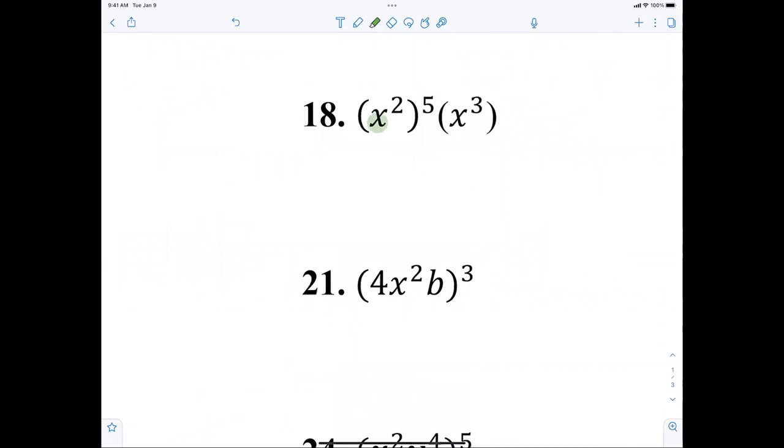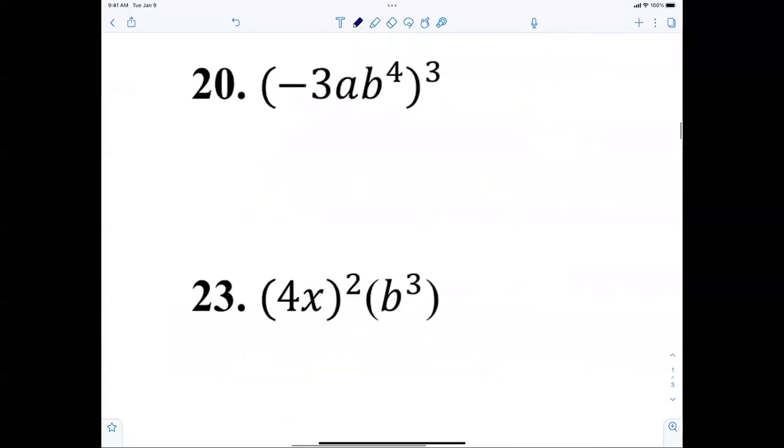What is this first? X to the 10th times x to the 3rd equals. Okay, that's 2x. Stop. Okay, let's do it. X to the 13th, right? Because it's not 2, it's 1 times 1. You with me? Multiply the numbers, add the exponents.